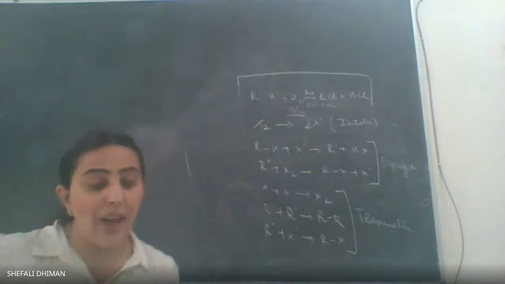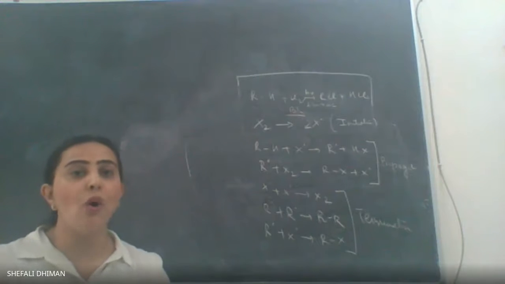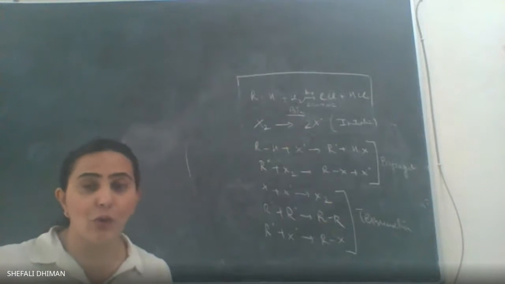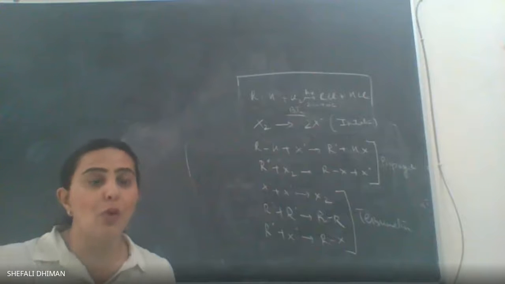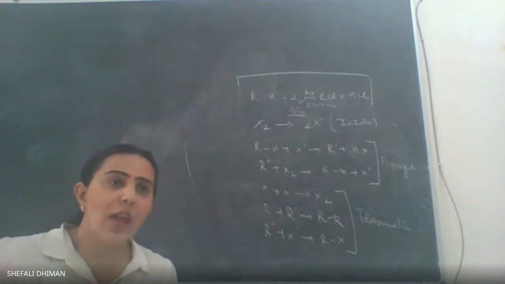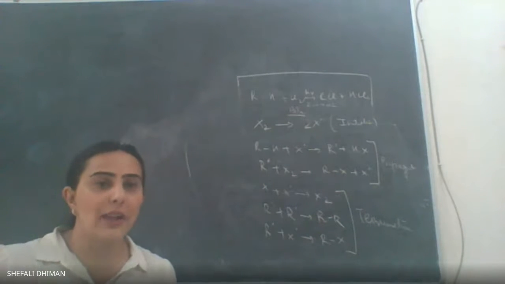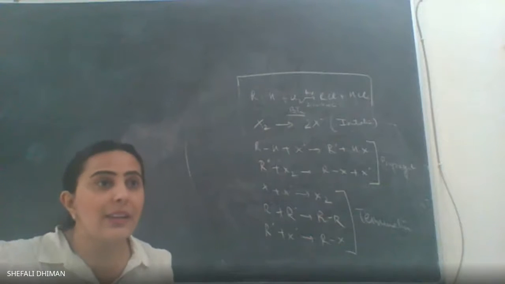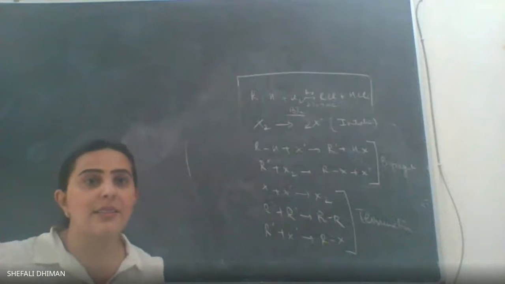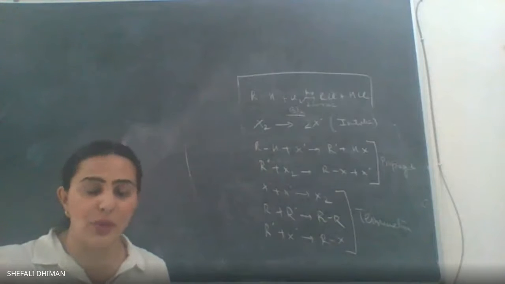So it is very important that the order of reactivity follows fluorine, chlorine, bromine, and iodine. The most reactive is fluorine and the least reactive would be iodine. The greater the reactivity, lesser is the selectivity, and vice versa.